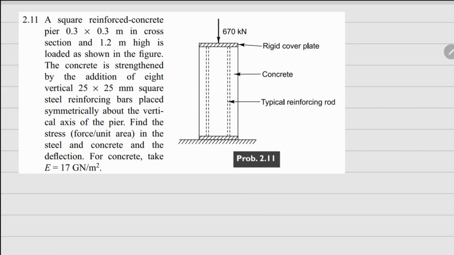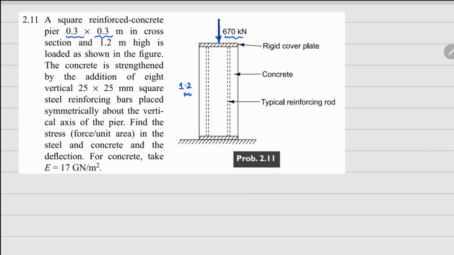This one is 2.11. In this, there's a square reinforced concrete pier, which is 0.3 by 0.3 meters in cross section, and the height here is 1.2 meters. And this is loaded under compression, so there's a load of 670 kilonewtons on the top.